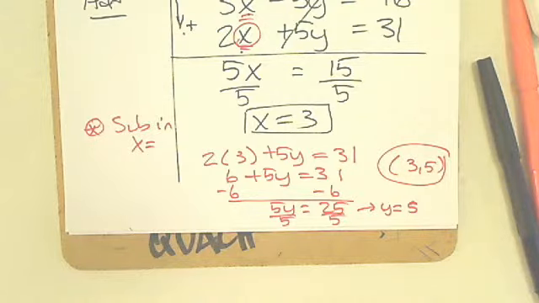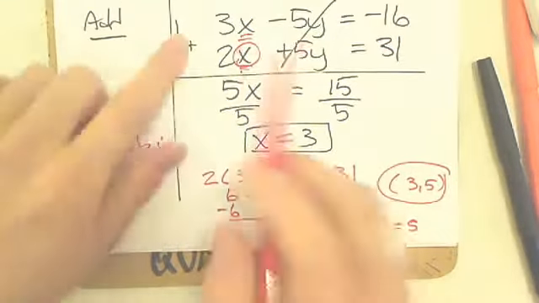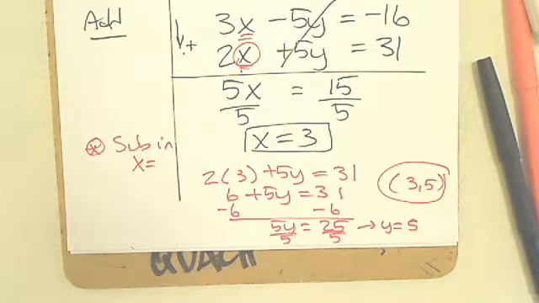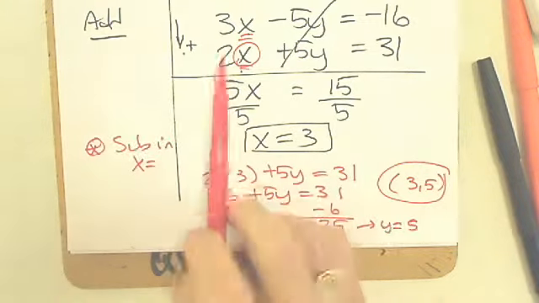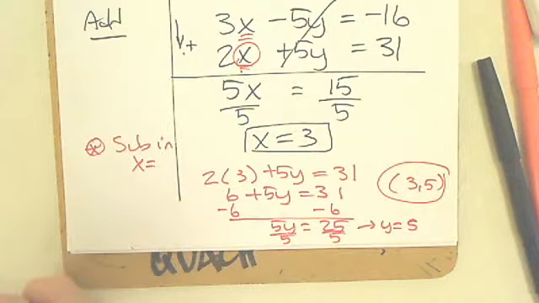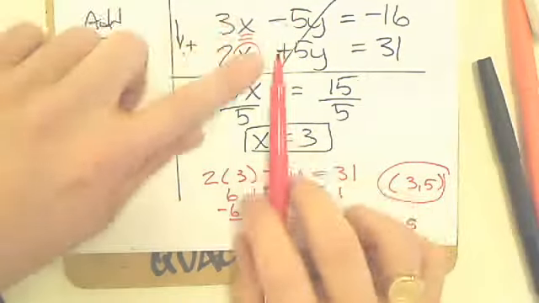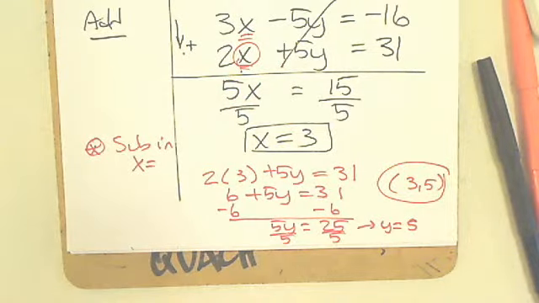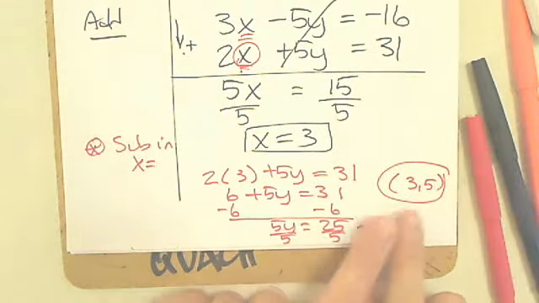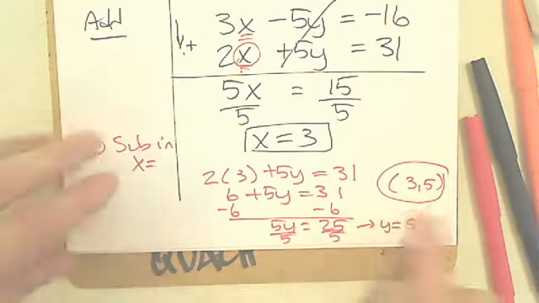How do we know when to add and subtract? Usually you're just adding negatives and positives, so usually you add, right? When you subtract, it's going to be kind of obvious with the minus signs, if you have two negatives, for example. But I'll show you in just a second. Questions on how we got 3, 5?